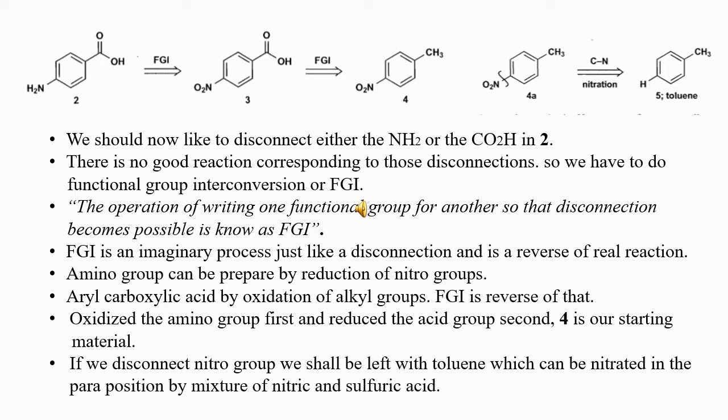is FGI, functional group interconversion. Now what is functional group interconversion? Functional group interconversion simply means that you are showing the conversion of one functional group into another one. Like if NH2 attached directly to the benzene is not commercially available, you can easily get it from nitrobenzene. Nitrobenzene can be converted into the amino compound by simple reduction.